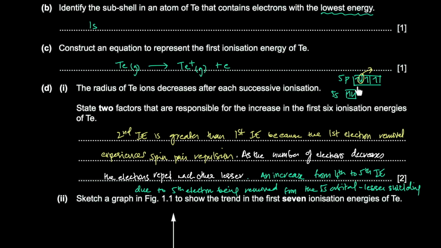The next electron will be harder to remove because you have no spin pair repulsion. In a more general sense, if you have fewer electrons in the 5th shell, there's lesser repulsion between the electrons, so they're happier to remain in that shell, so it's harder to remove. And then you also see an increase from the 4th to the 5th because you're removing an electron from the 5s orbital. That 5s orbital is closer to the nucleus, and there's lesser shielding.